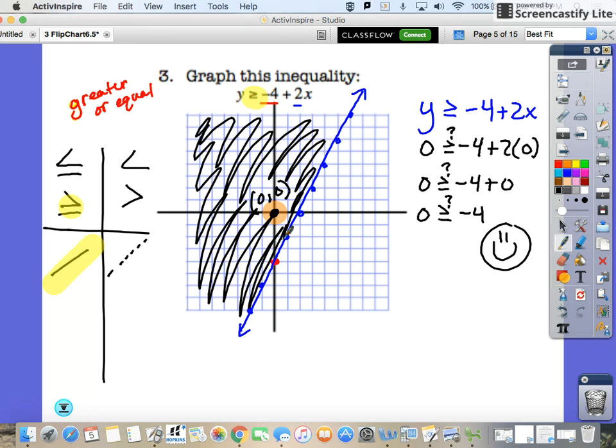If you had tested that and it was a no, if this was a sad face, it was a no, just automatically shade the other side. You only need to test one point. If it's true, shade that side. If it's false, shade the other side.